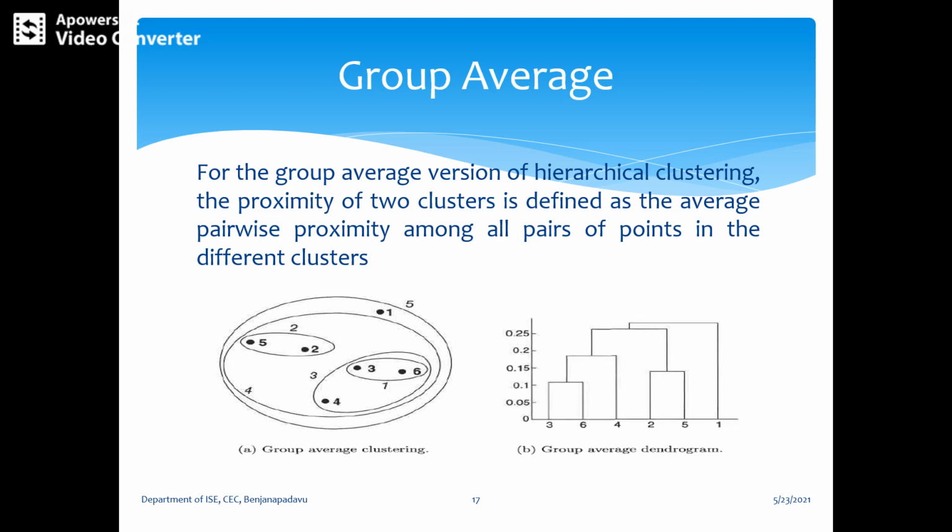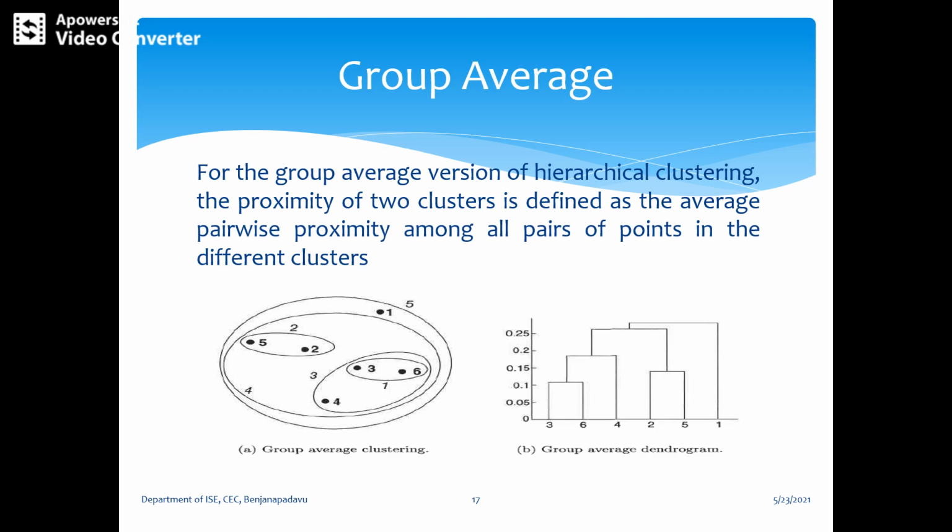But the thing is, in the group average diagram, 3 and 6 are combined with 4, and 2 and 5 are combined to 1. So this is the number 4 and this is the number 1. Finally, we need to connect all of these. So 3 and 6 will be combined to 4, then 3, 6, 4 we have to calculate with 2, 5, and all this will be calculated to 1. So this group average is a cluster proximity.